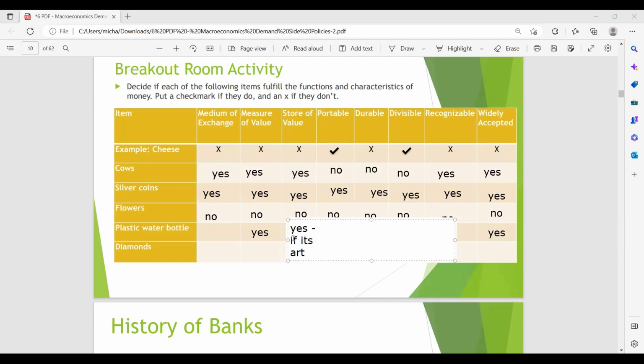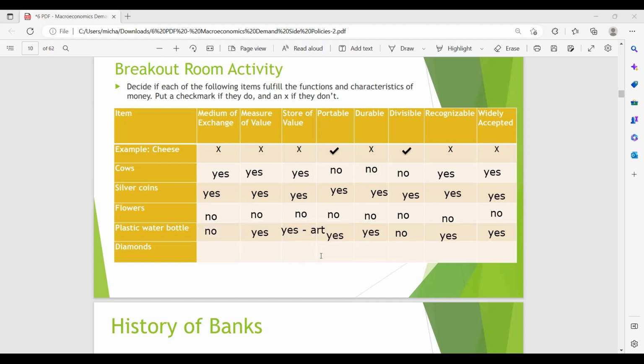I think some of them border on art for sure. And widely accepted, like Evian or Aquafina or Dasani. Aquafina, that's great. Great point. And then are they divisible or a medium of exchange? Yeah, I agree with you. No. Good job.